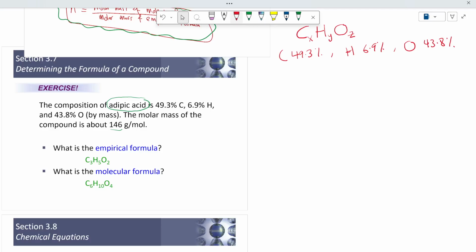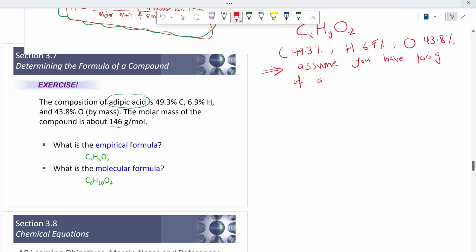So to simplify the solution, and because the mass is not important, let's assume that we have any mass of adipic acid. Here you can make any assumption. Let's say you have 100 grams. Assume you have 100 grams of adipic acid. Again, it's not necessary to consider this assumption. You can assume any other mass you want. All will give you the same answer for adipic acid.